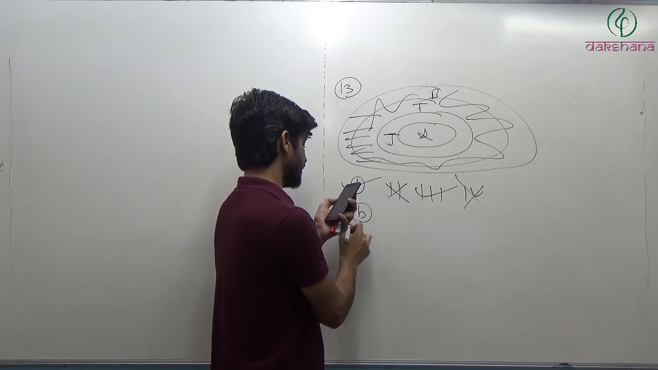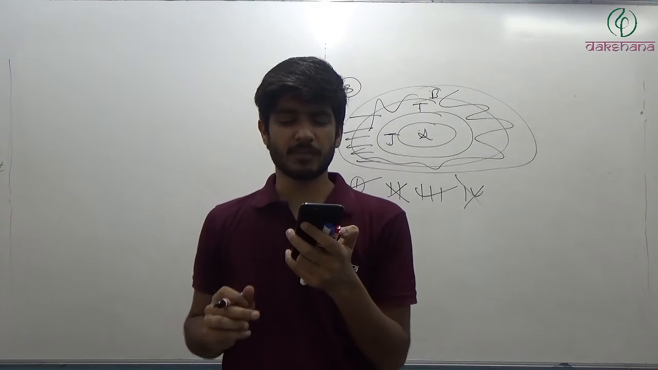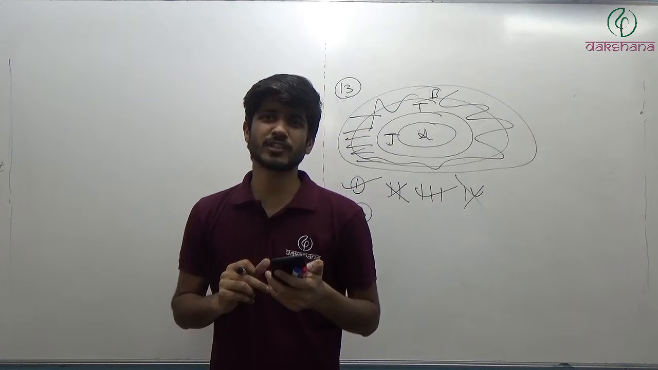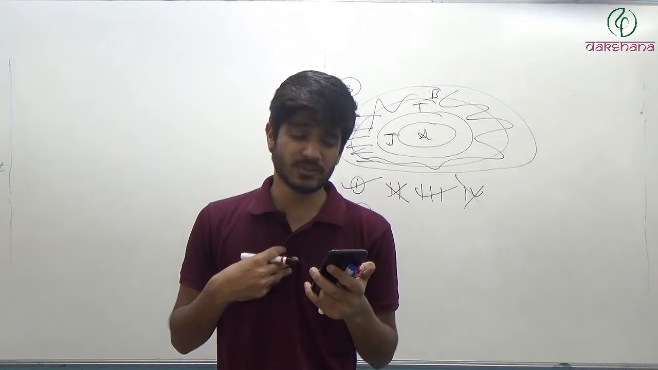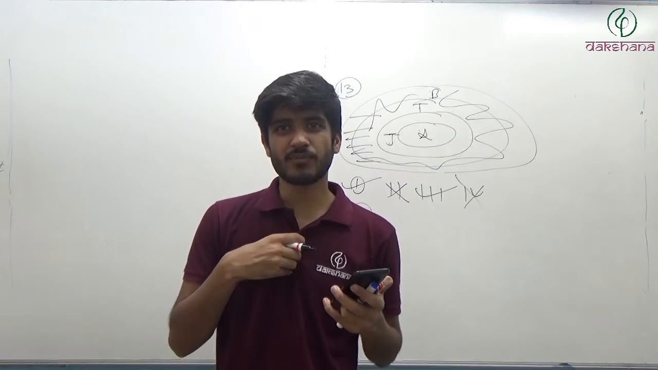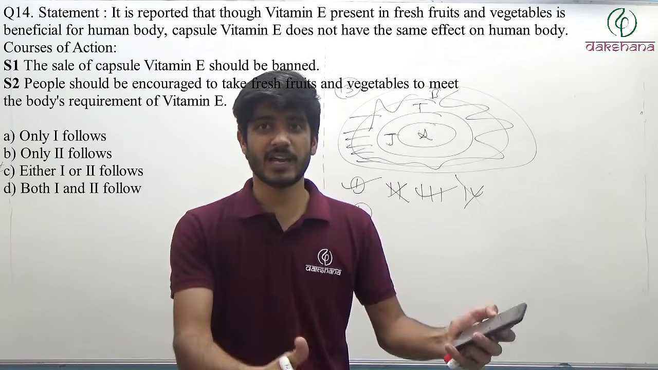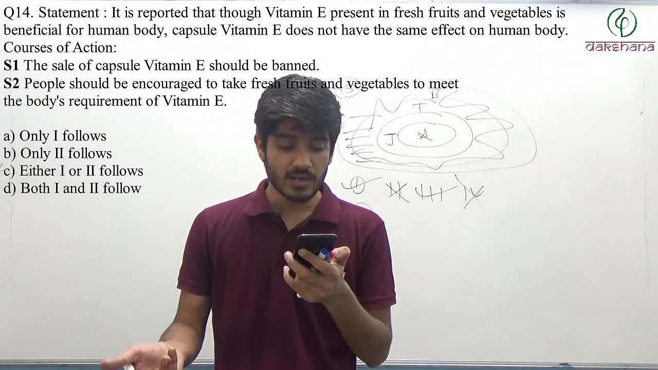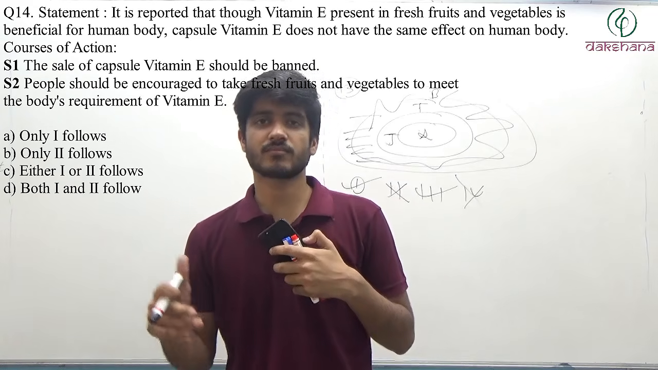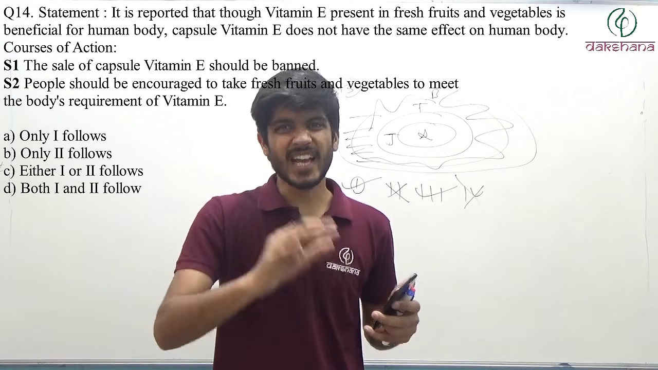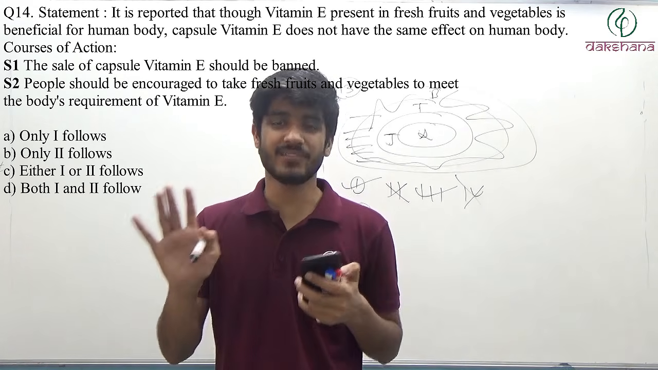Moving forward to question number 14. It says it is reported that the vitamin E present in the fruits and vegetables is beneficial for the human body, right? So fruits and vegetables have vitamin E and that's beneficial for the body. But they are saying the capsule of vitamin E does not have the same effect, or it's not as effective as your fruits and vegetables. They are not saying it has bad effects, just that it is not as effective. So the capsule is still effective, but not that effective.